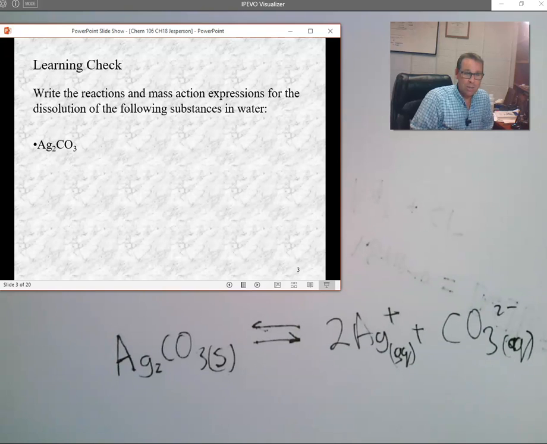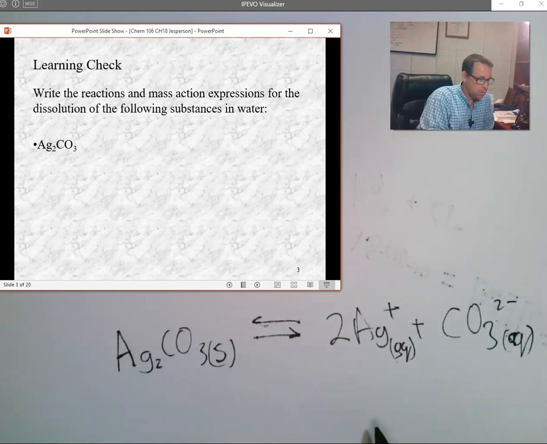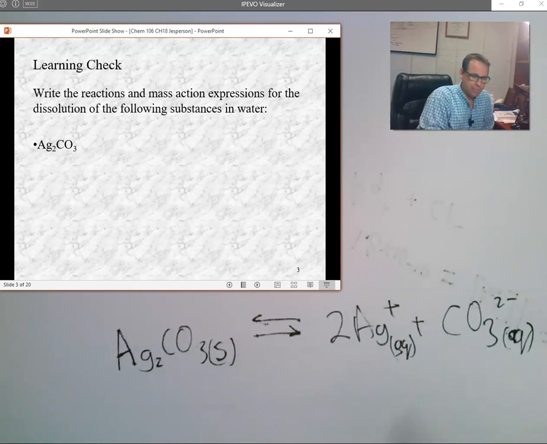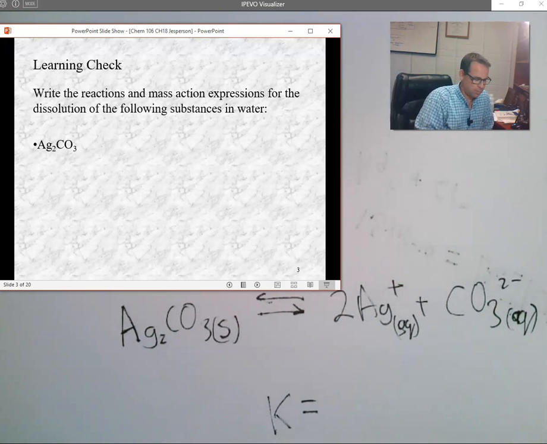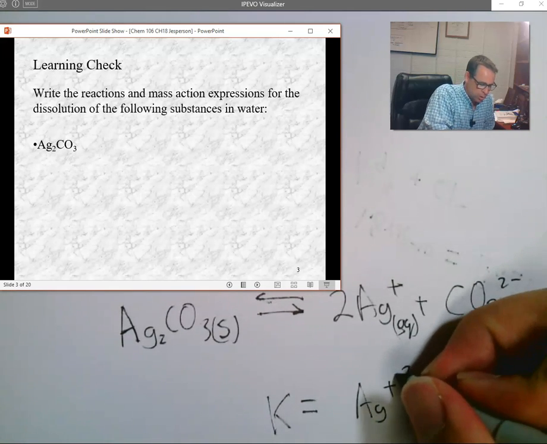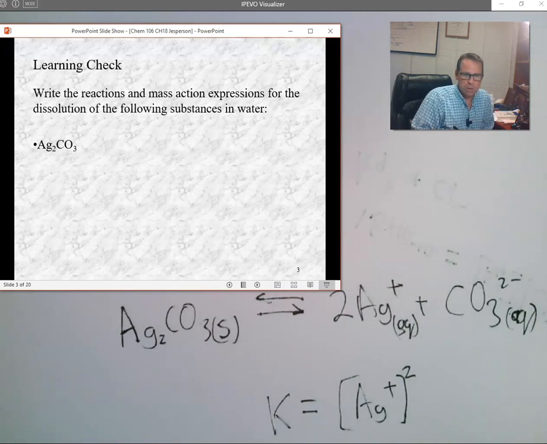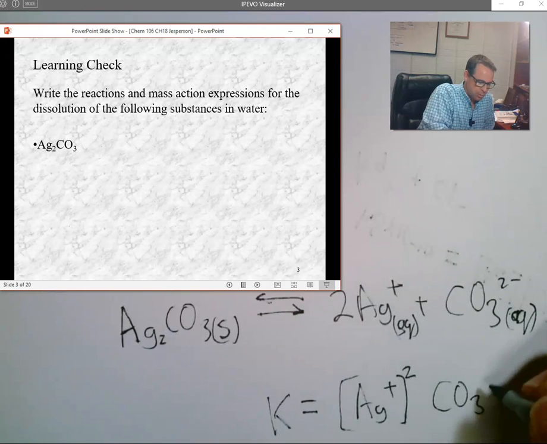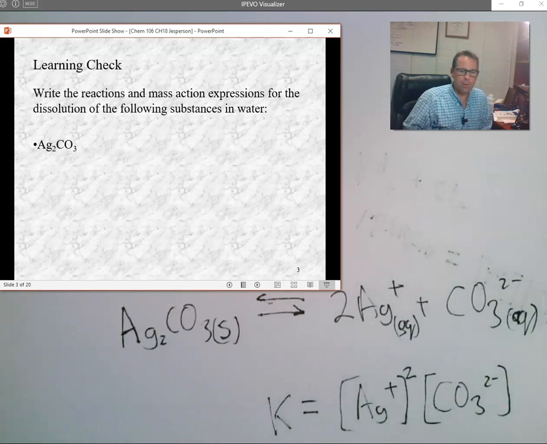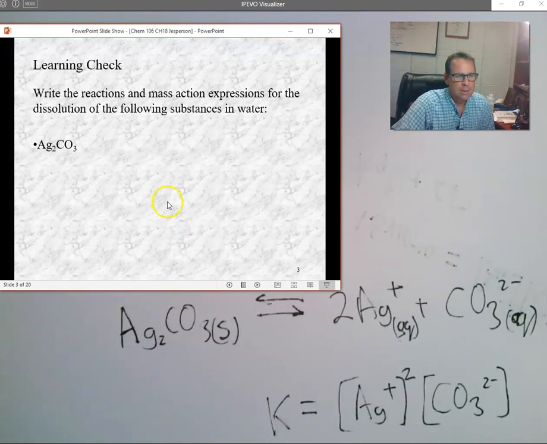So, in the mass action expression, want to finish this up for us, Sarah? What would the mass action expression be? K for this reaction would be equal to what in terms of these concentrations? The concentration of silver ion? Yes. Do you need to put the 2 on that? You do. You need to put it up there, though, right? Oh, right. Squared. Then times what? And times CO3 2 minus to the first. All right. Very good. Excellent.